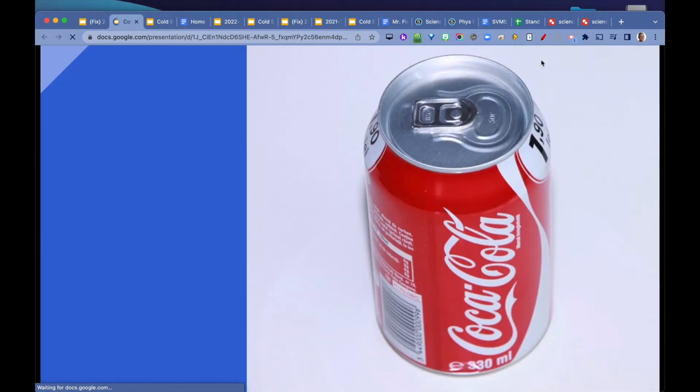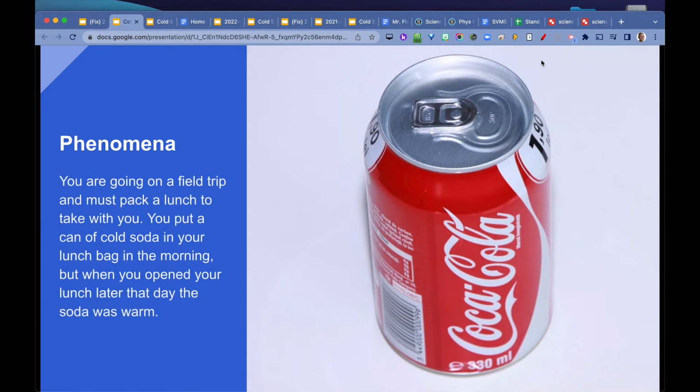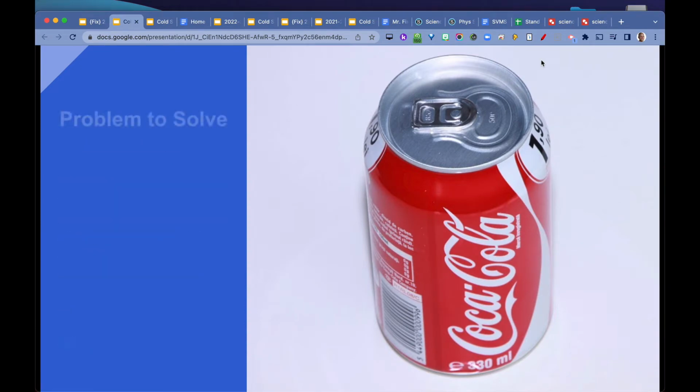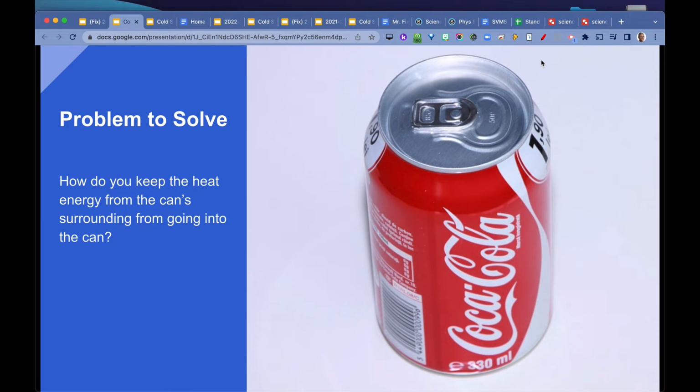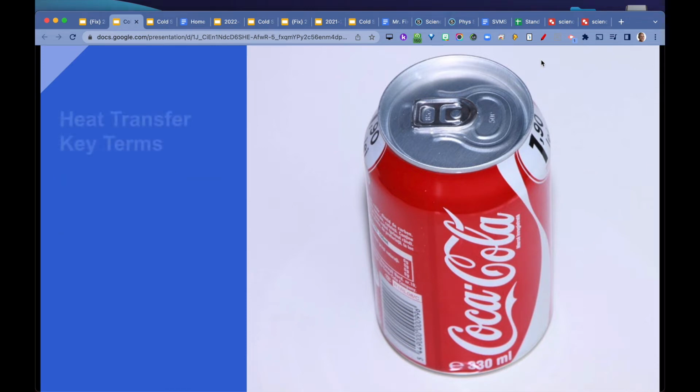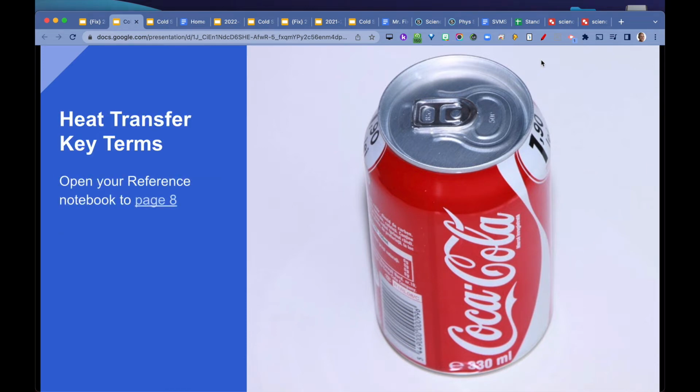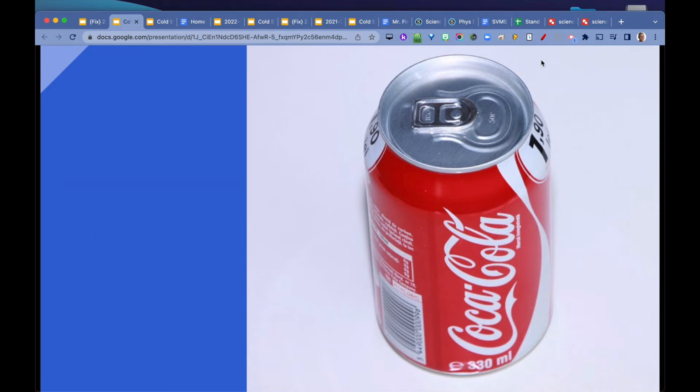So again, the soda can is all about the phenomena that cold soda gets warm over time. So the problem I'm trying to solve is how do you keep the heat energy from the can surrounding from going into the can. So we wrote down a couple of heat transfer key terms, heat and thermal energy, into page 8 of the reference notebook because we're going to use that in this activity.